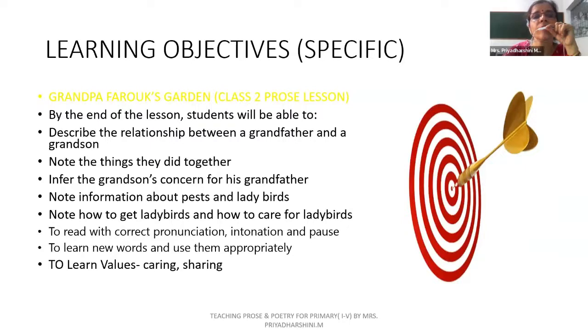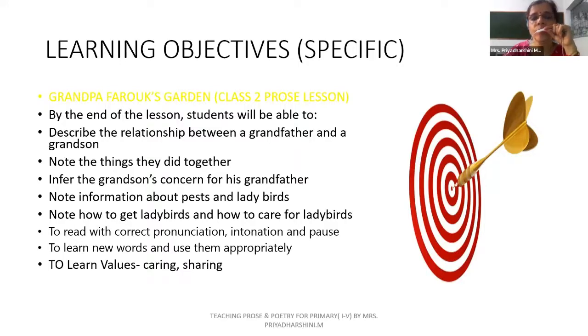See, for example, this I have taken from the Grandpa Farooq's Garden, class 2 prose lesson. By the end of the lesson, the students will be able to describe, and note the things that they did together. The child will be able to infer the grandson's concern for his grandfather. The child will be able to note some information about pests and ladybirds, and how to get ladybirds and how to care for birds, to read with correct pronunciation, intonation, and pause, to learn new words, and to learn values, of course. What are the values the child is going to learn from this lesson? Caring and sharing. So this is how you are supposed to write the learning objectives in a lesson plan.